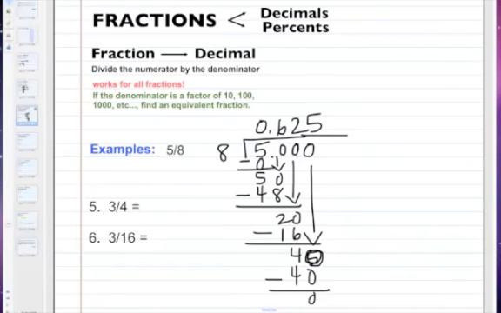Now I want you to try the next two problems, number 5 and 6, in your notebook. Convert those fractions to decimals by dividing the numerator by the denominator. Press play when you're ready to check your work.